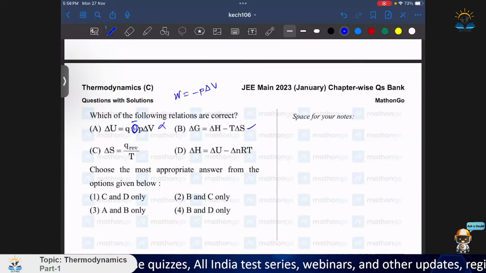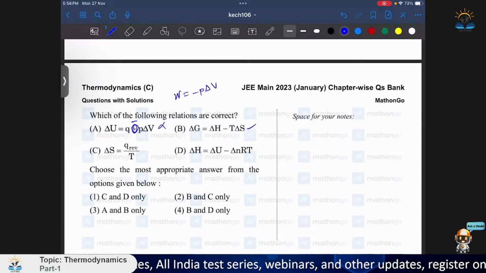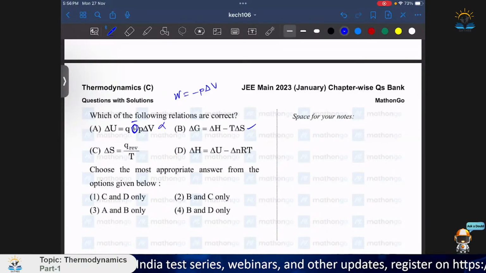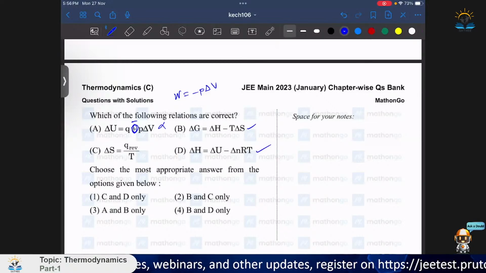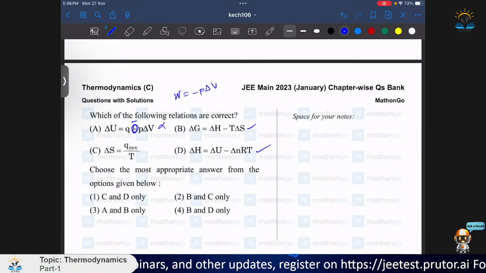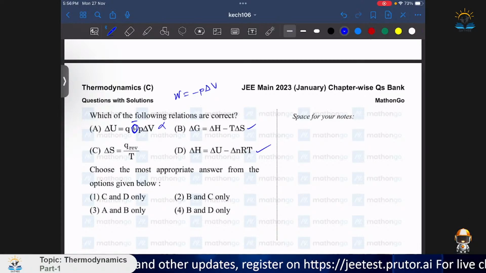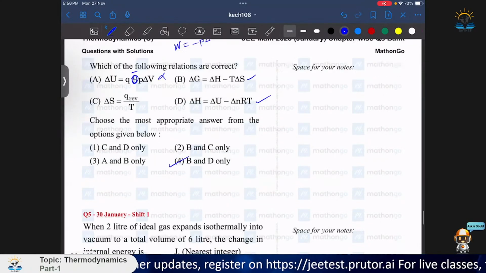We'll just check the D. Delta H is equal to delta U plus delta n_g R T. So I think, yeah, this is also correct. So the answer is B and D.